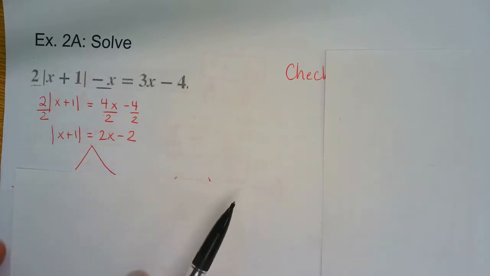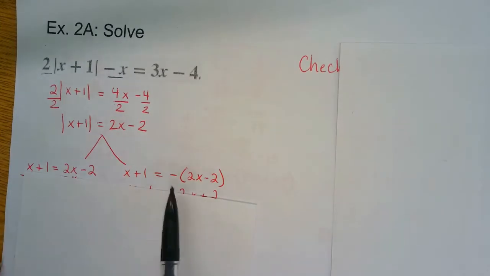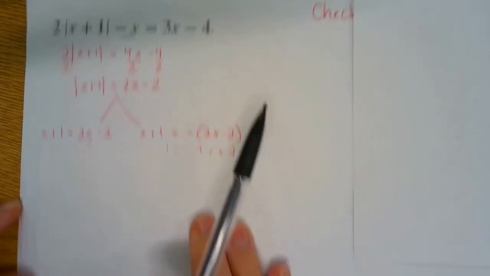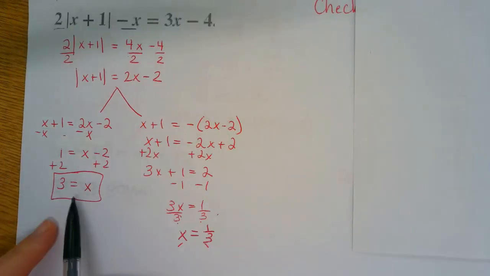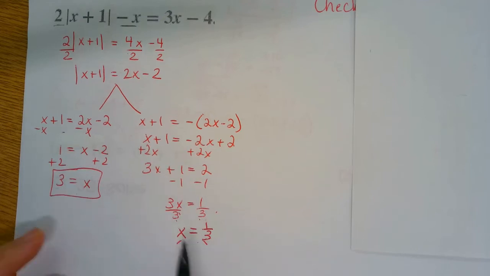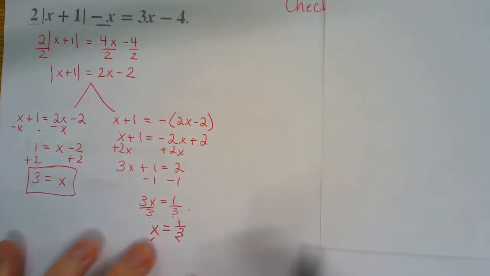Now I'm going to split it into my two cases. So I have x plus 1 equals 2x minus 2, and then x plus 1 equals the opposite of 2x minus 2. So then I solve it like I normally do. So I got x equal 3, and then I got x to equal 1/3. I'm going through that fairly quickly because you should know how to solve an equation by now.